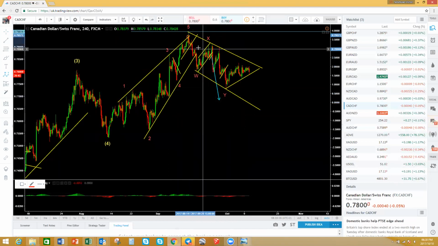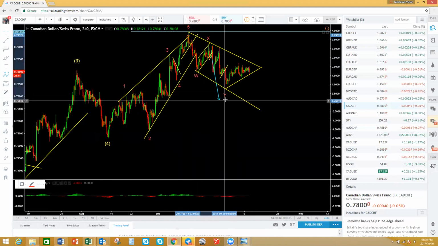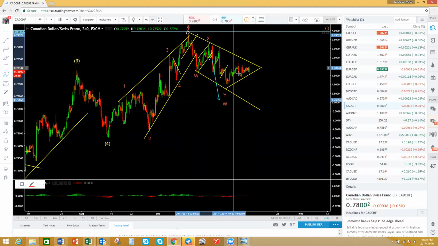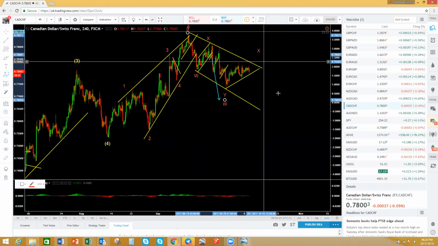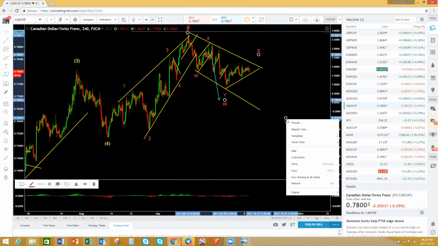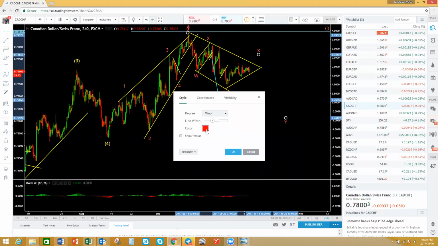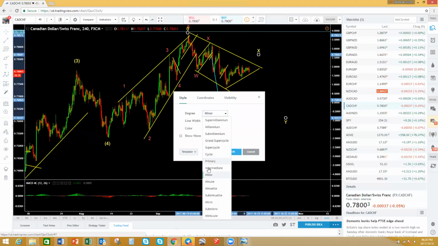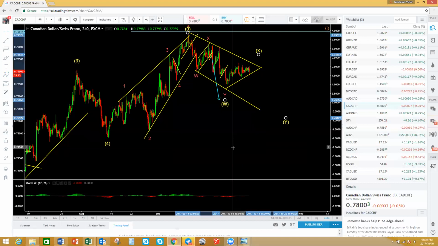I anticipate that this whole zigzag will be a W. And then this here will be a connector, giving me a double correction. And I know it's going to give me a double correction because I can see how these candles look like here. It looks like a correction to me. So that's what I'll get. I'll get a double XY.